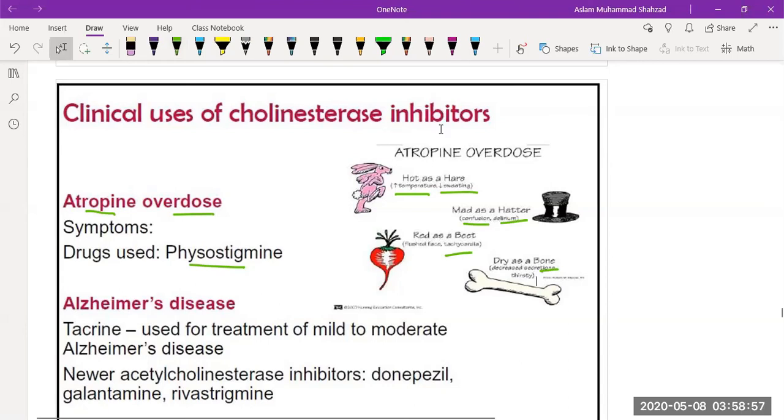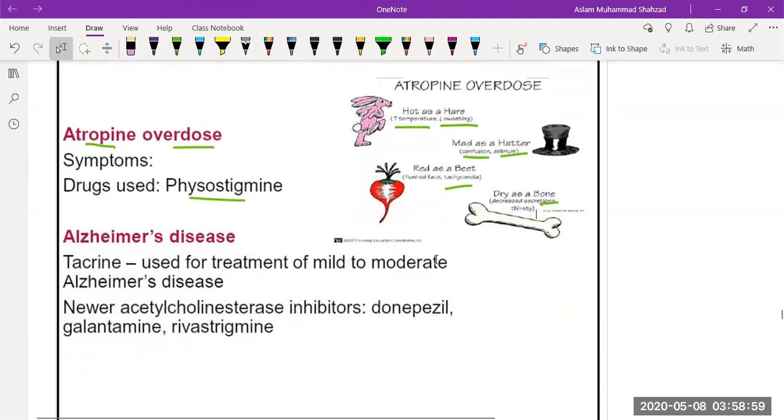Then it is also used for the treatment of mild to moderate Alzheimer disease. And the newer acetylcholinesterase inhibitors that are present in the market are donepezil, galantamine, and rivastigmine.